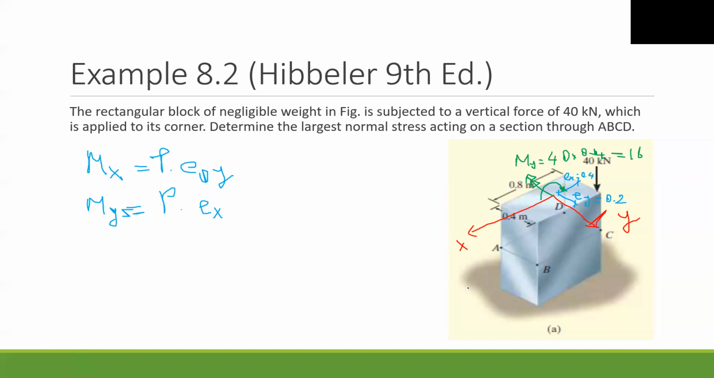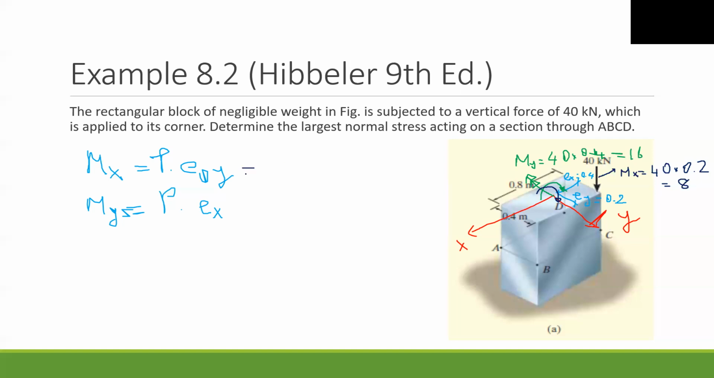Yeah, I want the dark mode. And also this force makes a moment in that direction. When I use the right hand, my thumb is showing in this direction. This is Mx. How can I compute Mx? 40 times ay, the eccentricity, which is equal to 0.2, and Mx is equal to 8.